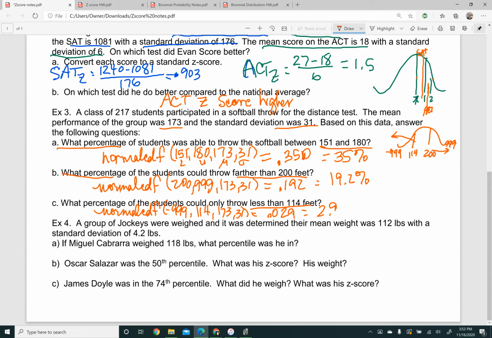Okay. Number 4, a group of jockeys were weighed and it was determined that their mean weight was 112 with a standard deviation of 4.2. Miguel Cabrera weighed 118, and it asks what percentile was he in? So we want the percentile, so that's a normal CDF.